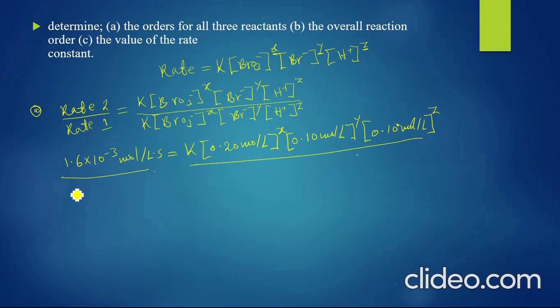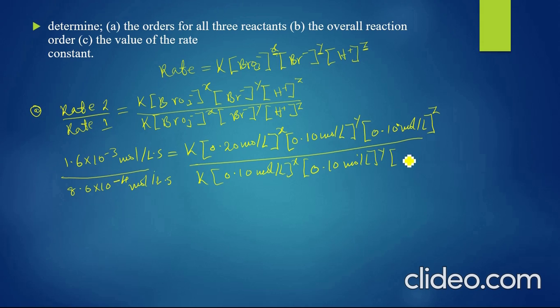Rate 1 is given to be 8.0 times 10 to the power negative 4 mole per liter per second, which is equal to K, and then what's our initial concentration there? It's given to be 0.10 mole per liter, raised to X. And then the initial concentration for the bromide ion is given to be 0.10 mole per liter according to the table there.